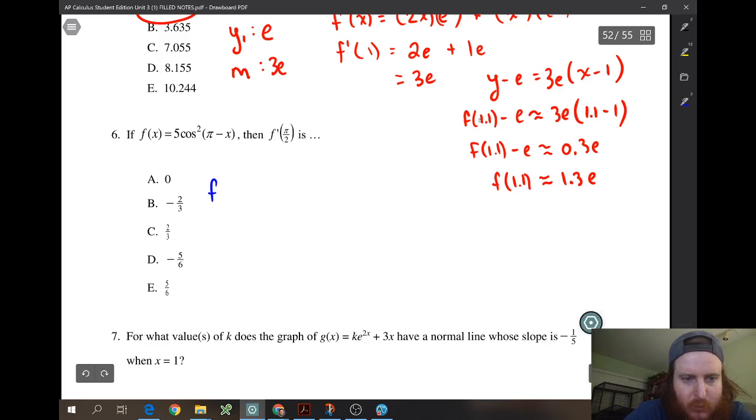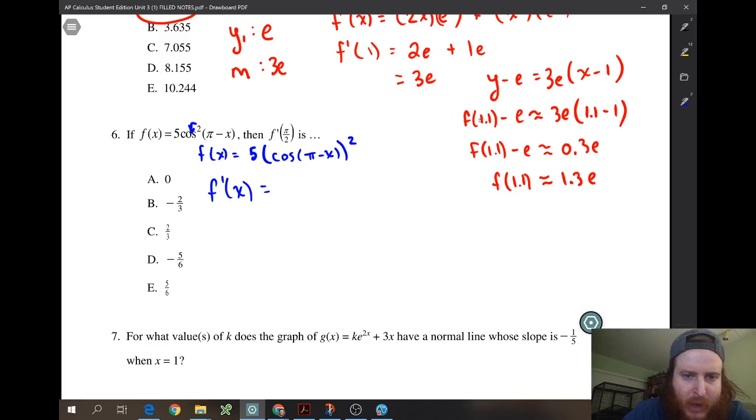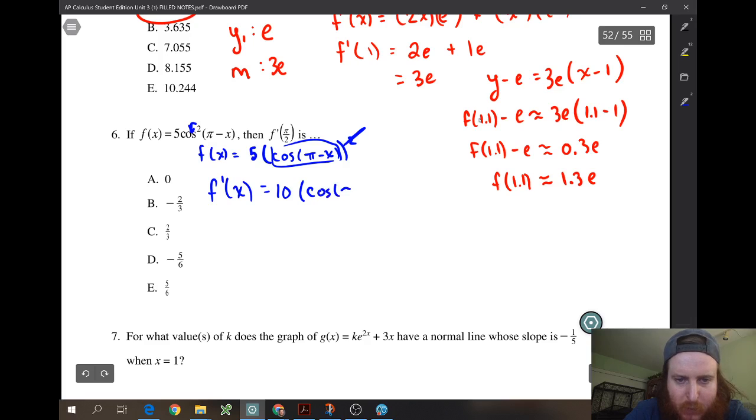Okay, so next one, we want to find f prime of pi over 2. So first we're going to do f prime of x. Now, before I do that, I'm actually even going to rewrite this. So f of x equals, now the 5 is going to go outside of my parentheses. It's not squaring the 5, it's only squaring the cosine. So 5 cosine of pi minus x squared. So if I took the derivative, that very outside is that 2. So 10, right, the derivative of like 5x squared would be 10x, but we have this big box. So 10 times cosine of pi minus x.